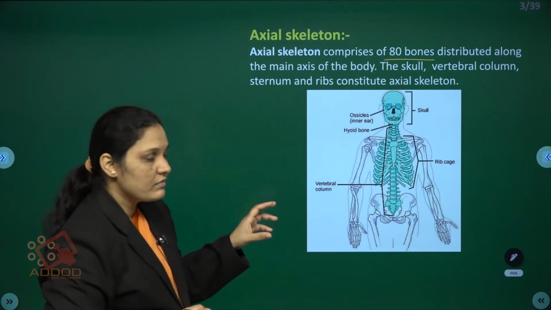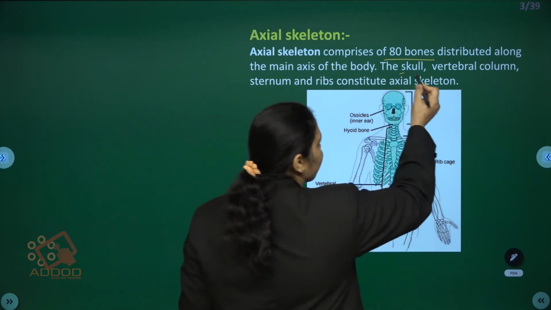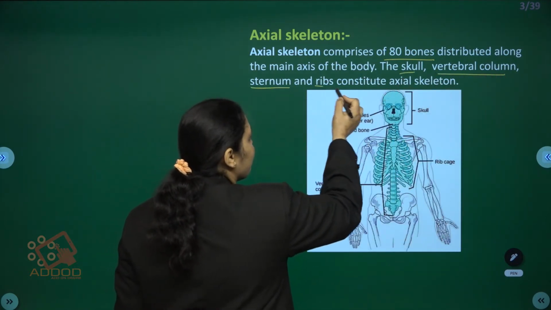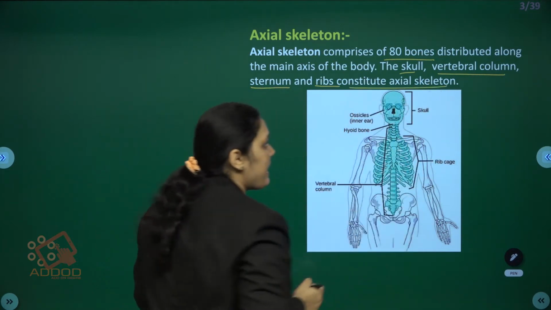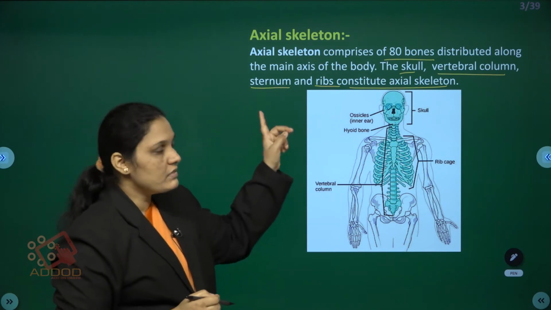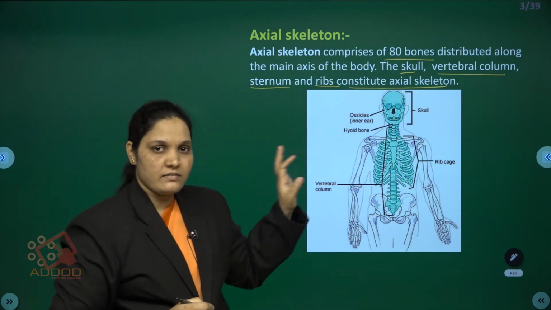What does it include? The skull, vertebral column, sternum, and ribs constitute the axial skeleton. So, the skull, vertebral column, sternum and ribs are composed to form the axial skeleton.